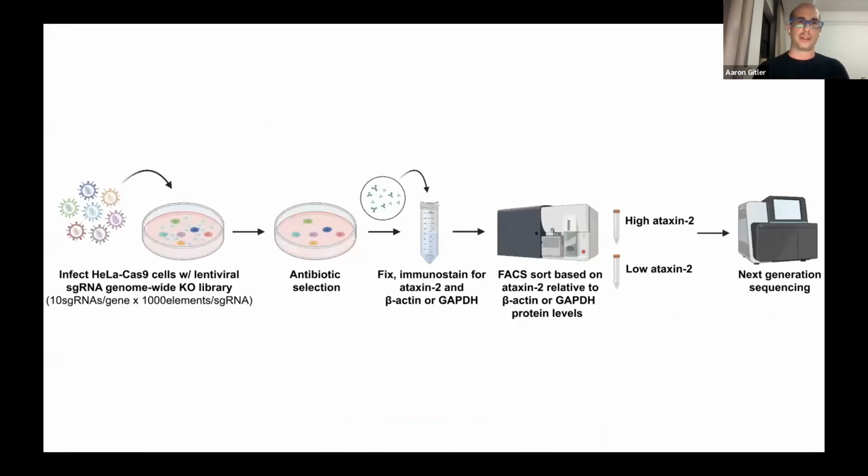Garam Kim is a graduate student in the lab. She also wanted to find regulators of ataxin-2, but she wanted to do it in a different way. She designed a FACS-based, fluorescence activated cell sorting based CRISPR screen.